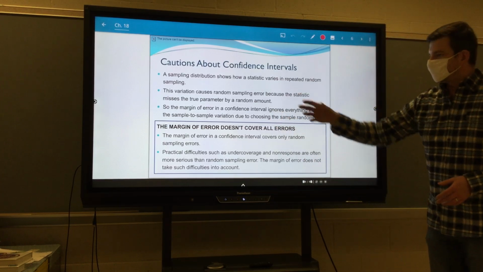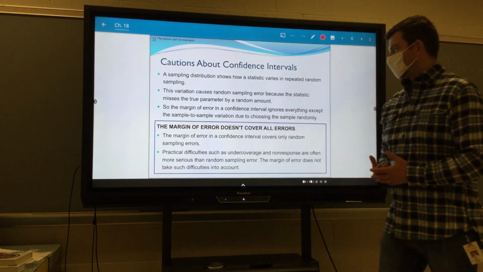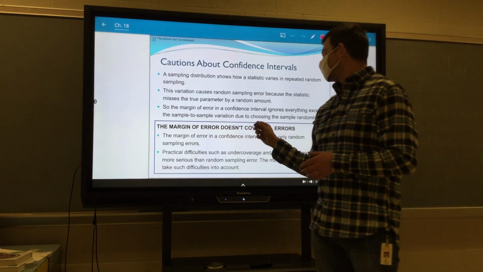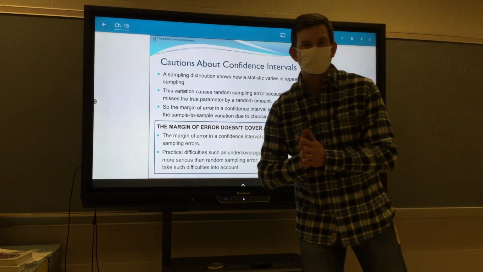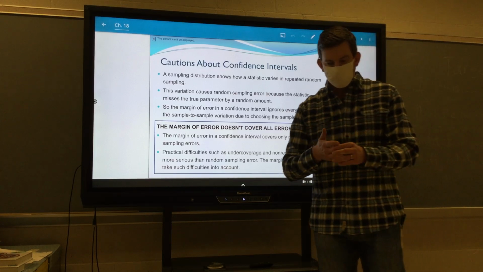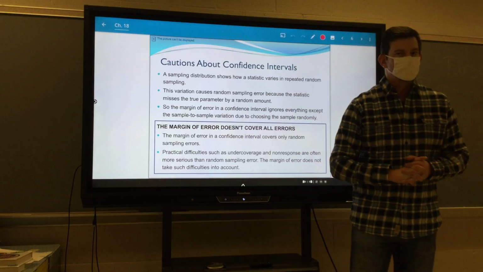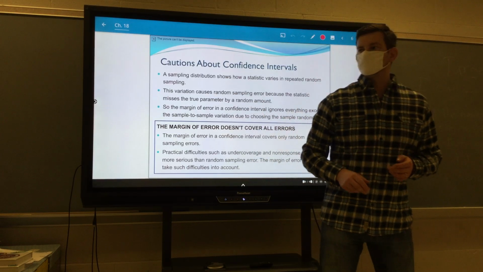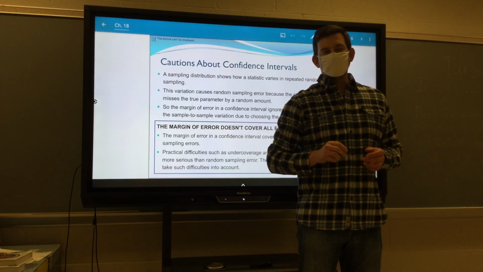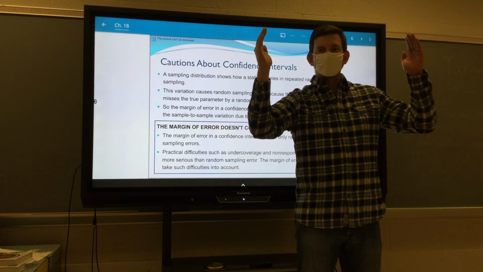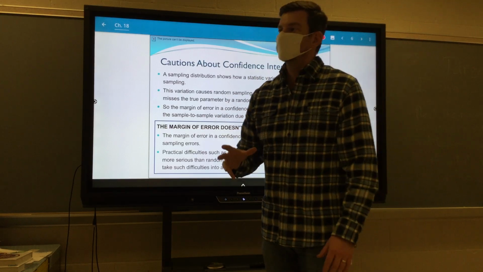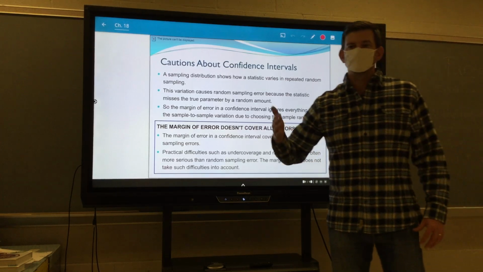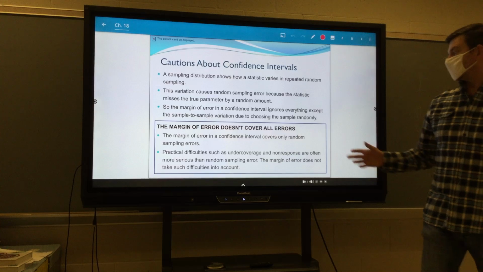So the confidence interval is meant and built to account for that. The margin of error in a confidence interval ignores everything except that sample-to-sample variation due to choosing the sample randomly. So I had said that sometimes we get this misconception that it's okay to be imprecise, or it's okay to maybe have a little bit of a flaw in our methodology, because that confidence interval says, well, I don't need it to be right there. I'm 95% confident that it's between here and here. So there's my safety net. That's not what it's meant for. The confidence interval is not a catch-all to help you correct any mistakes or flaws along the way. It's just there to account for the natural variation.